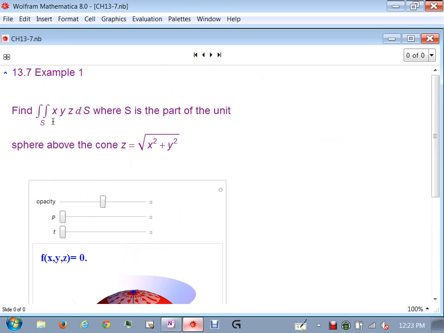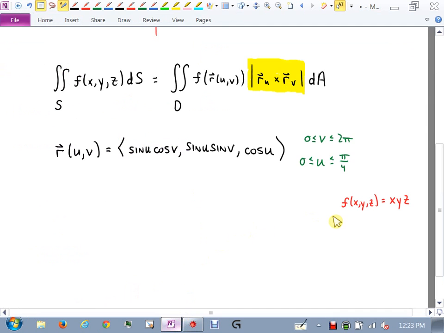Look at the integrand here, X, Y, Z, right? So what I'll do now is imagine replacing the X with the X component of my vector function that draws my surface, changing the Y with the Y component, and then changing the Z with the Z component. So we have a double integral. I'll go ahead and put my restrictions on U and V right now: 0 to 2 pi, 0 to pi over 4.